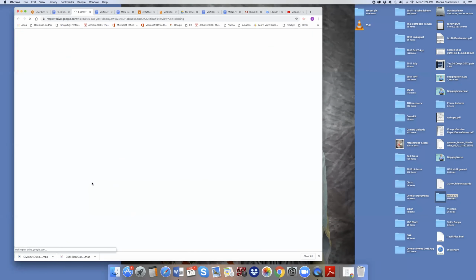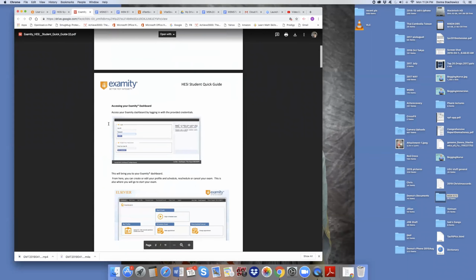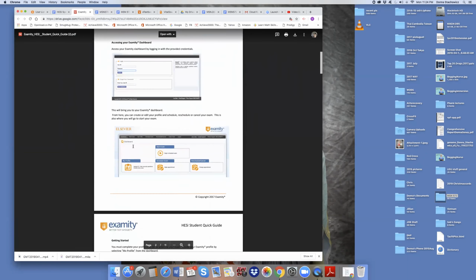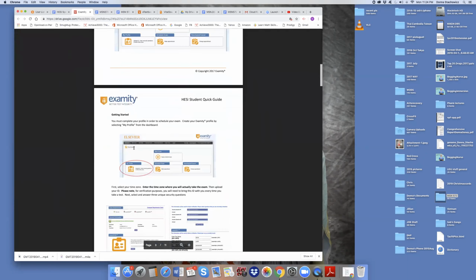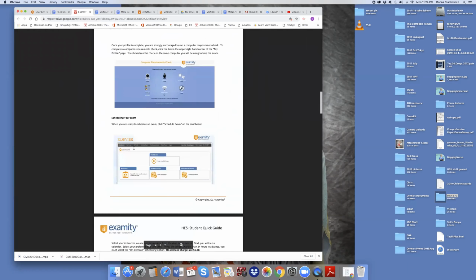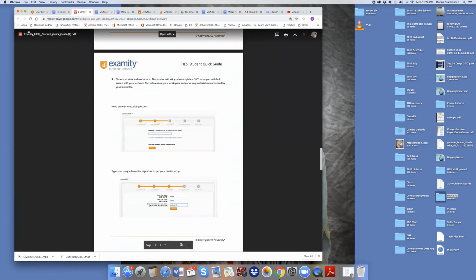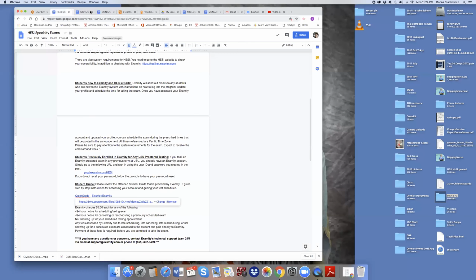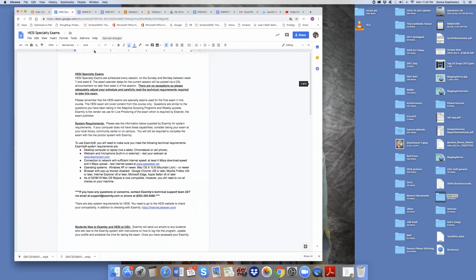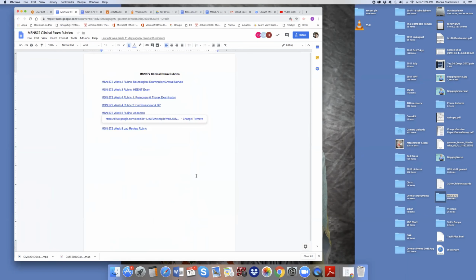In addition, another resource is this HESI Student Quick Guide. It shows you pictures on how to access your dashboard and how to schedule your test. This is all in the different links in the course. To get to that one, you had to open up this first link, and when you open up this link, you get even more links. So make sure you do that.